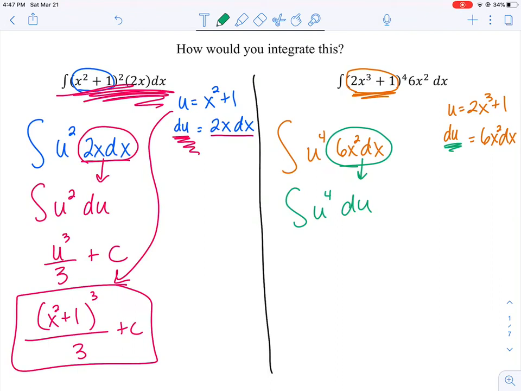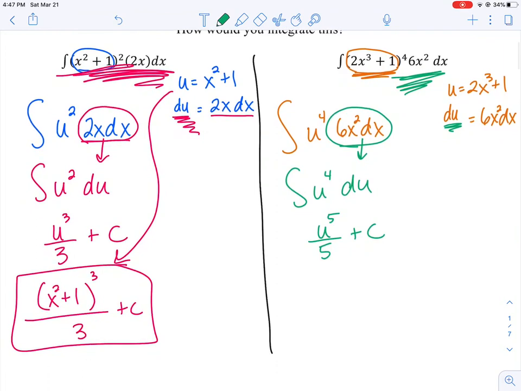So now I have a much more simplified antiderivative problem, an indefinite integral that says u to the fourth. So the antiderivative of u to the fourth using my power rule is u to the fifth over 5, remember, plus c. But I can't write my antiderivative in terms of u's. I really need my antiderivative to be in terms of x's because that's what it asks for in the original problem. So now the last step is to just back substitute.